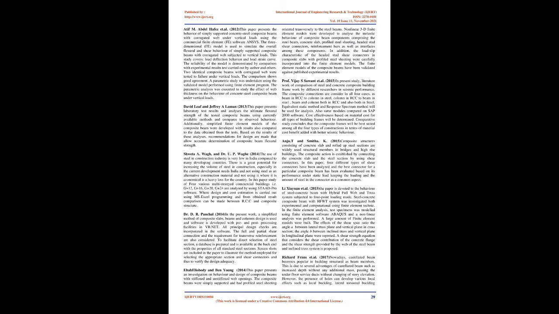In this paper, a study of 4 various multi-storied commercial buildings, i.e. G+12, G+16, G+20, G+24, is analyzed by using StudPro software, where design and cost estimation is carried out using MS Excel programming, and from the obtained results a comparison can be made between R.C.C and composite structure. Dr. D.R. Panchal, 2014. In the present work, a simplified method of composite slabs, beams, and columns design is used and software is developed with pre- and post-processing facilities in VB.NET.